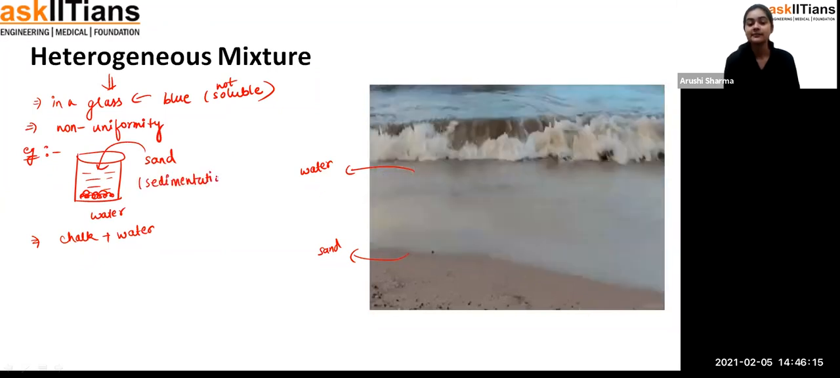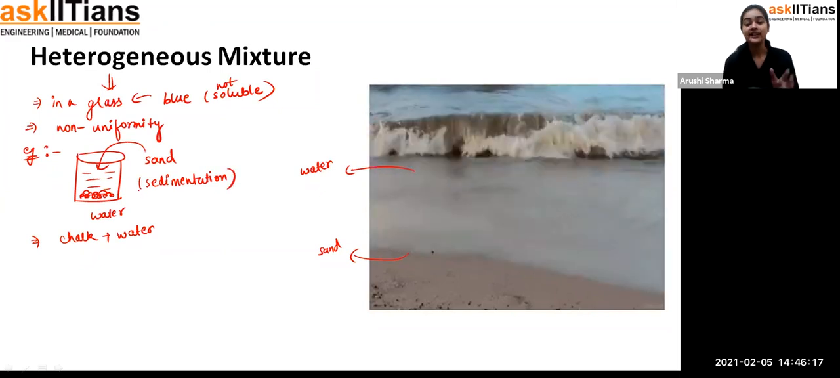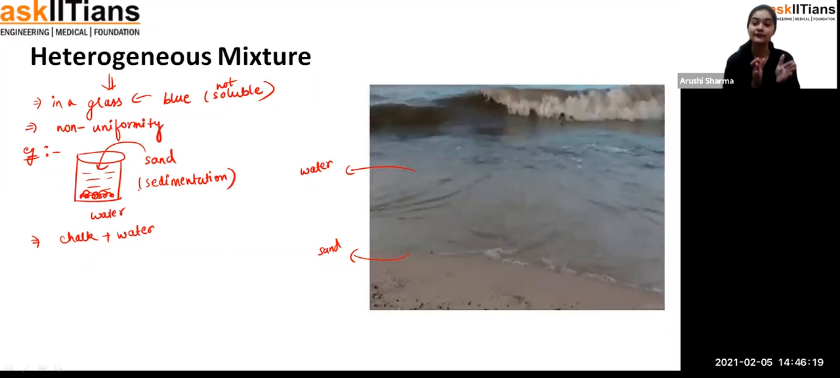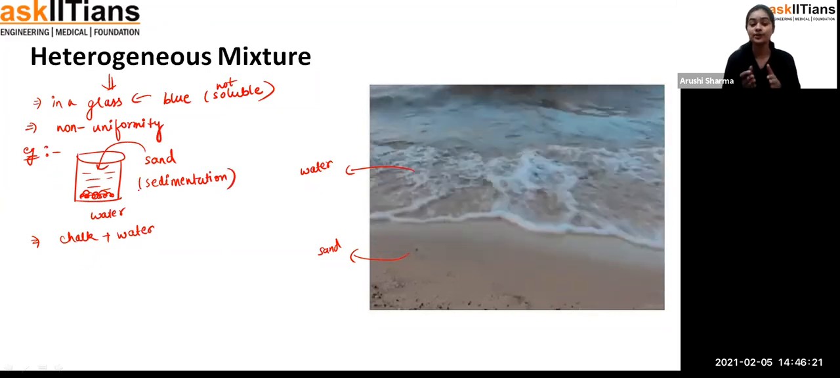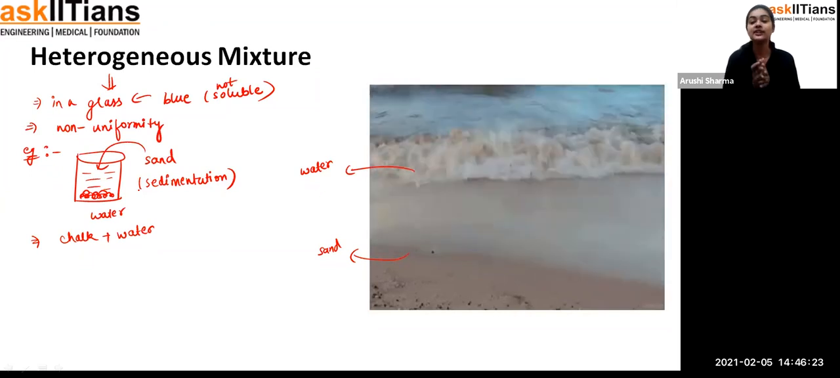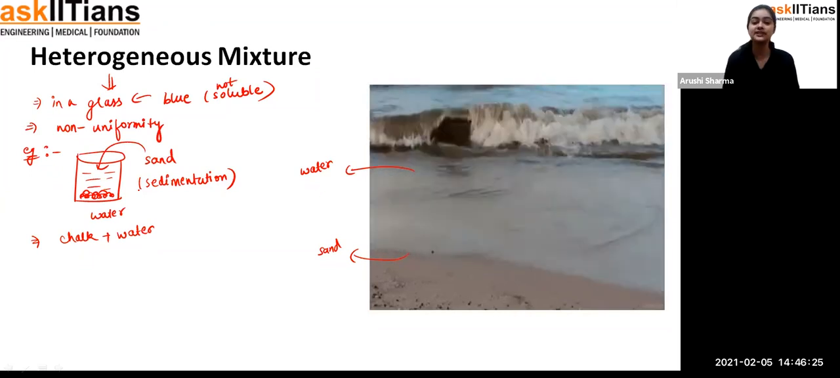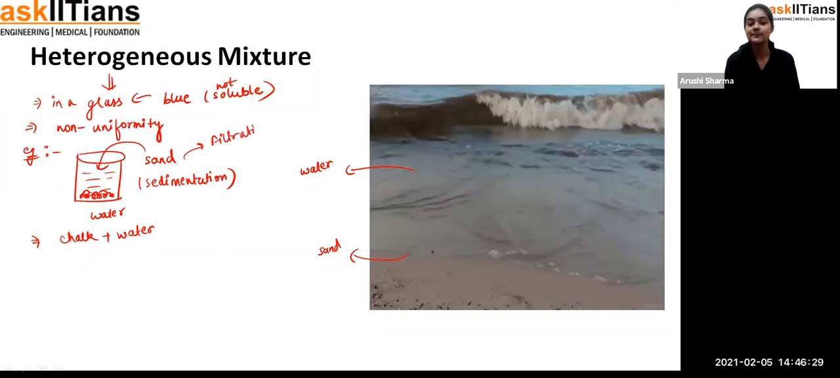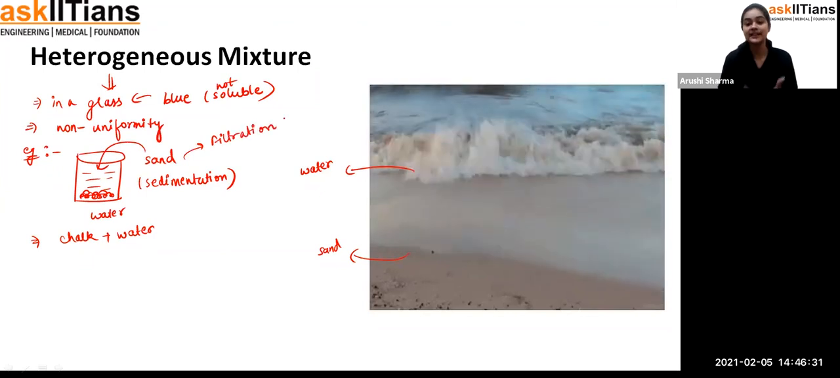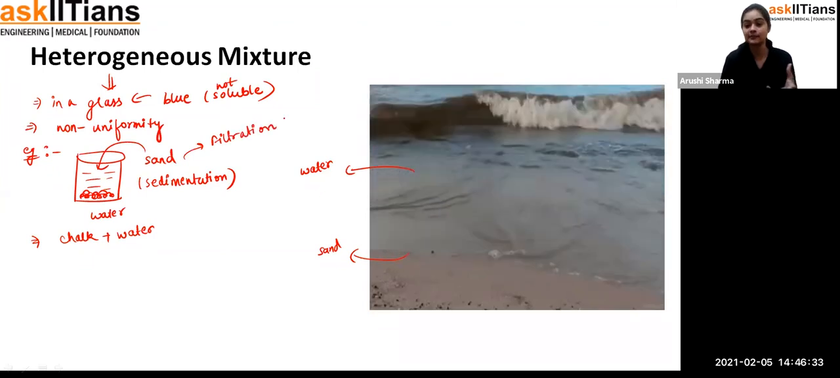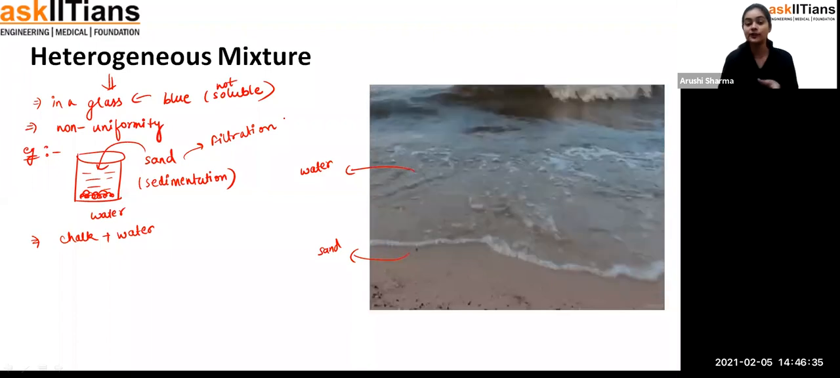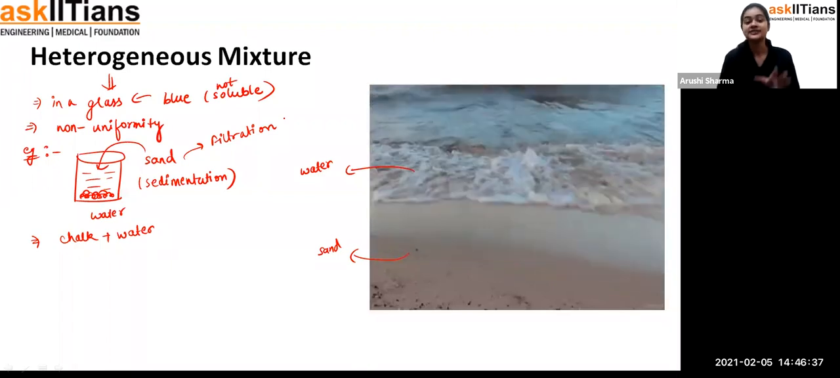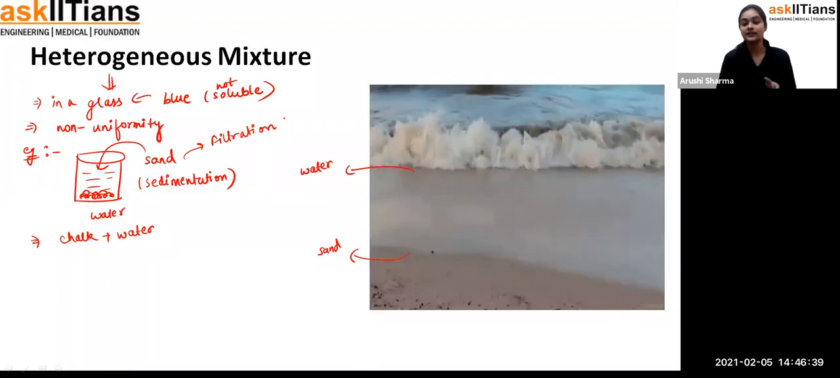Okay, sedimentation. And then, students, we can separate them out as well. When we have to separate sand and water, we can do the filtration process, because by using filtration we can separate them out. In the filter paper, sand will remain, and the water will flow down with the help of the funnel. That's how, students, we can separate them as well.